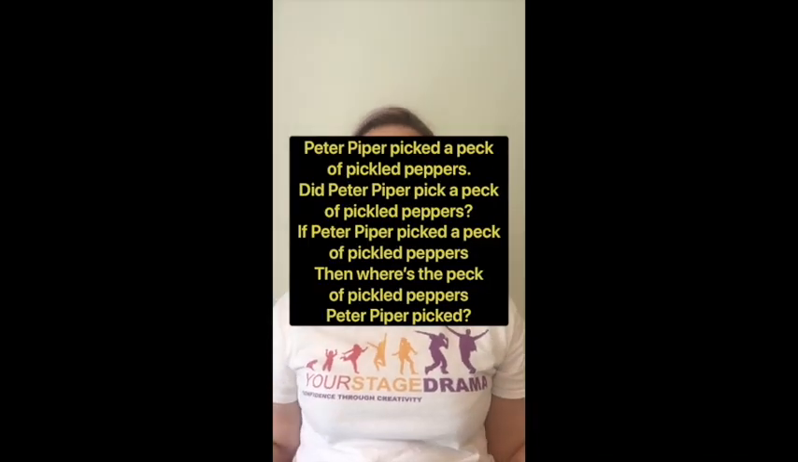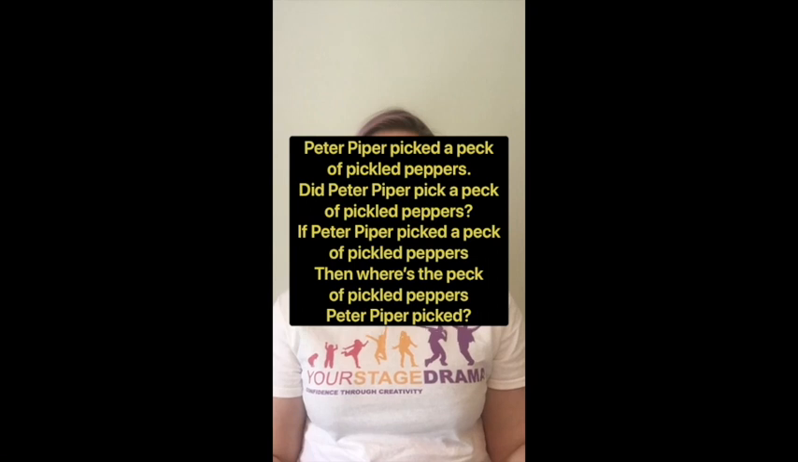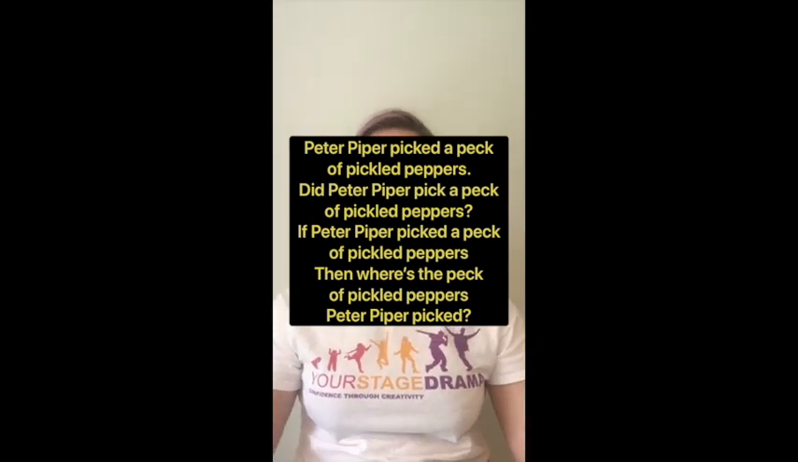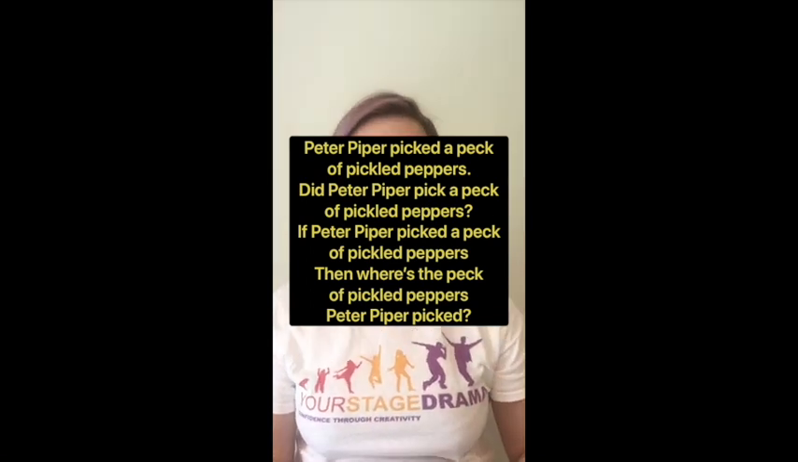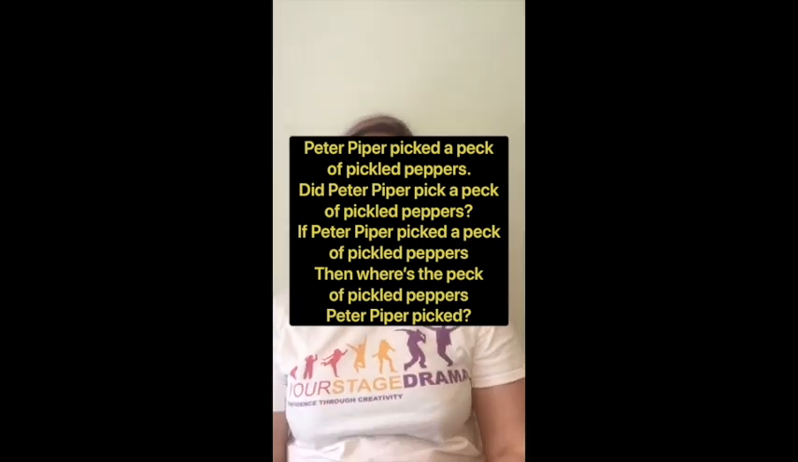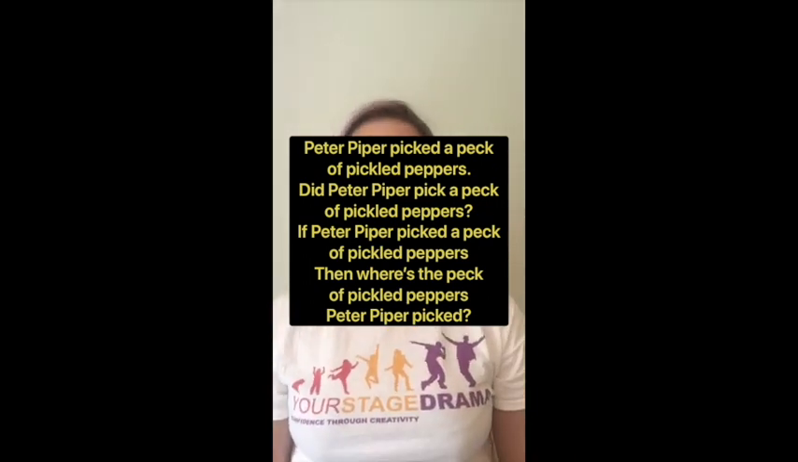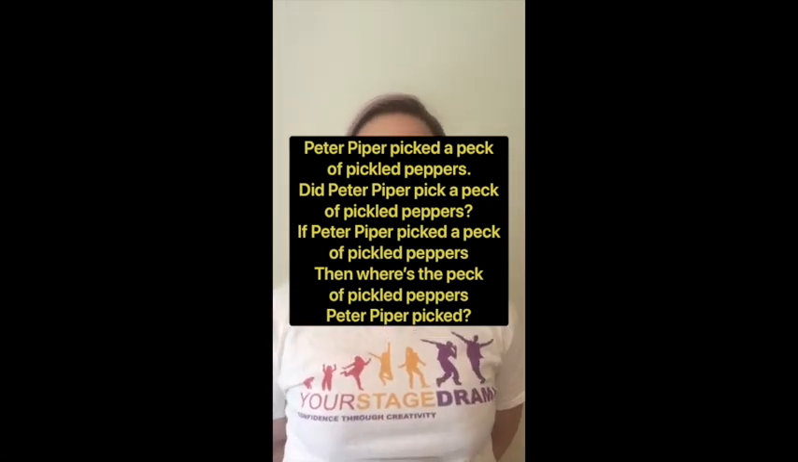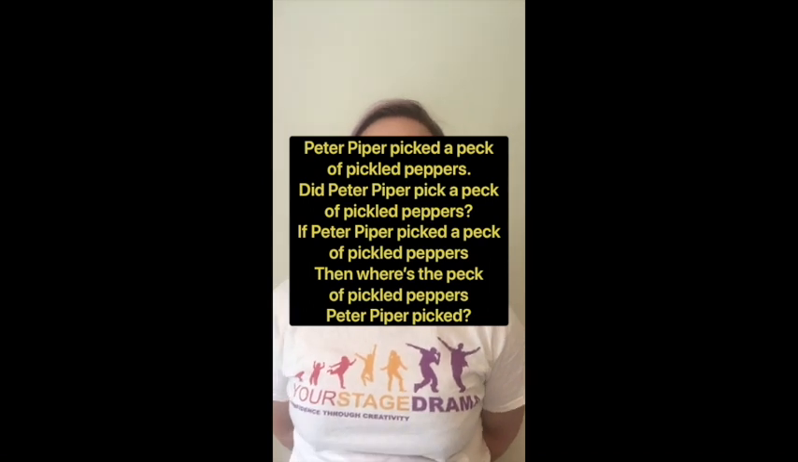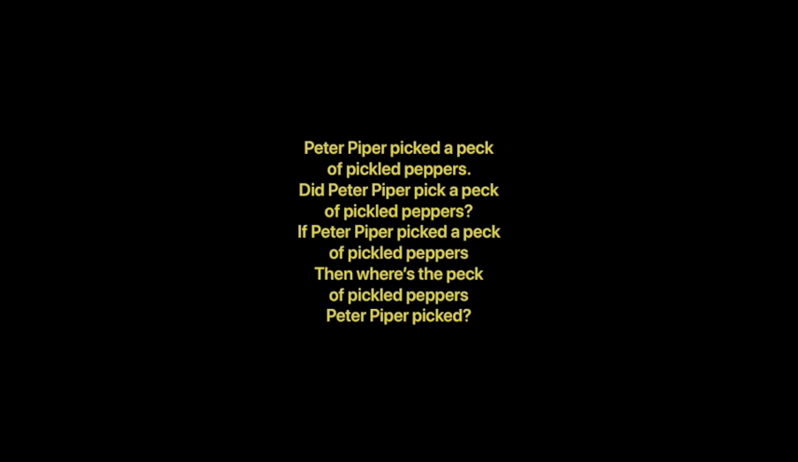Great. So now that we've done that all together once, we're going to do the rest of the tongue twister, and I will make sure that the words are visible for you. So it goes like this. Peter Piper picked a peck of pickled peppers. Did Peter Piper pick a peck of pickled peppers? If Peter Piper picked a peck of pickled peppers, then where's the peck of pickled peppers Peter Piper picked? Wonderful. So I'll make sure that the words are here for you so that you can have a little read of them. And if you want to read that one out loud, nice and exaggerated for me, that would be wonderful.